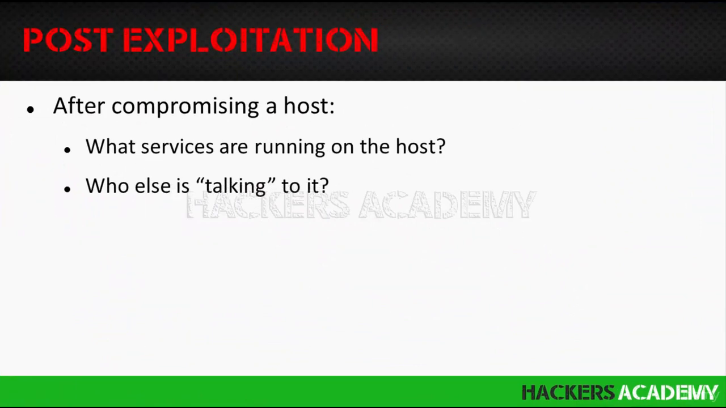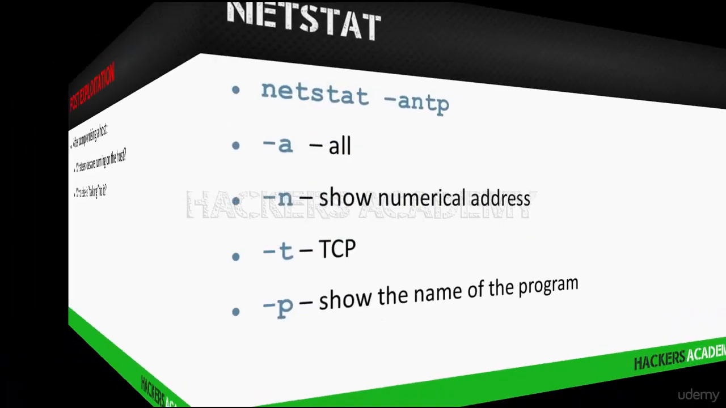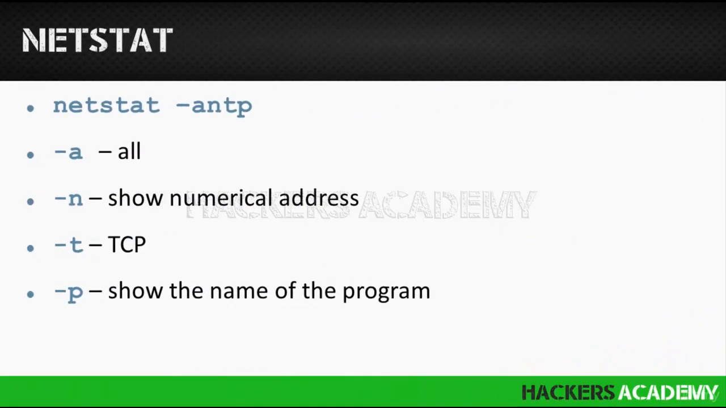Here's another post-exploitation tip for you. After compromising a host, you want to see what services are running on this host and what other computers or hosts on the network are talking to these services. And you can do that using the netstat command. Usually, you use it with the ANTP options. A stands for all, so it shows you all the services running. N shows you the numerical address. T shows you the TCP protocol. And P shows you the name of the program that's running the service. I'm going to let you try that on your own.